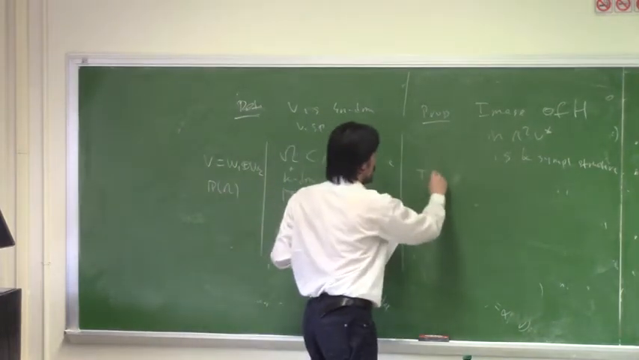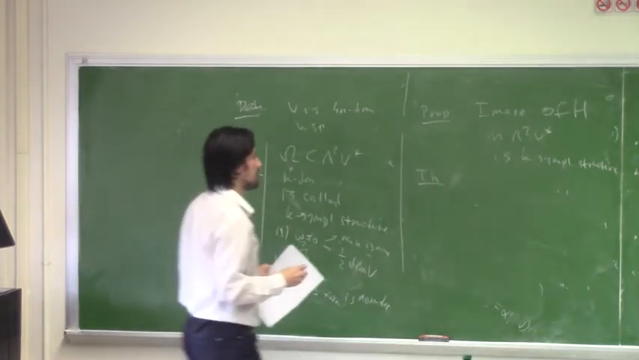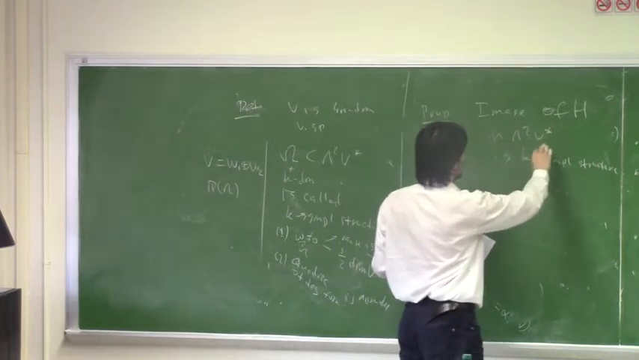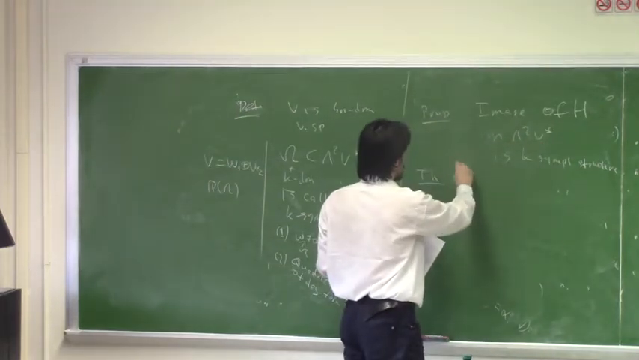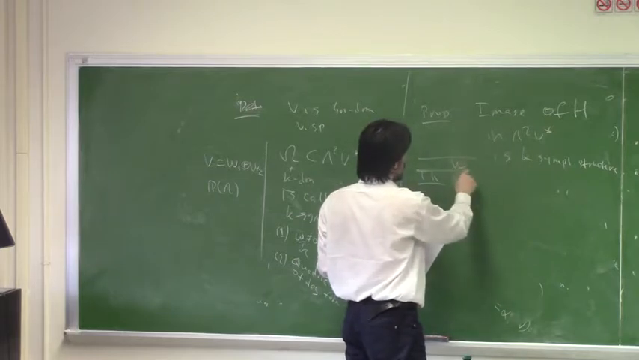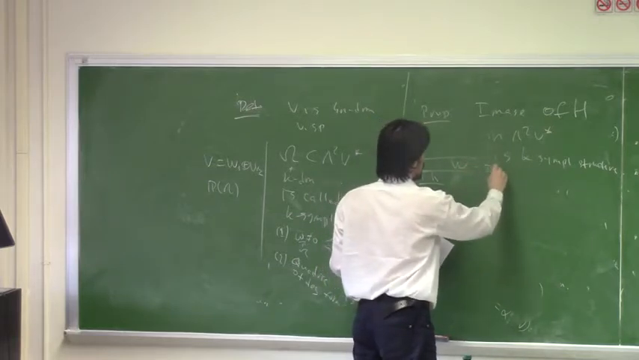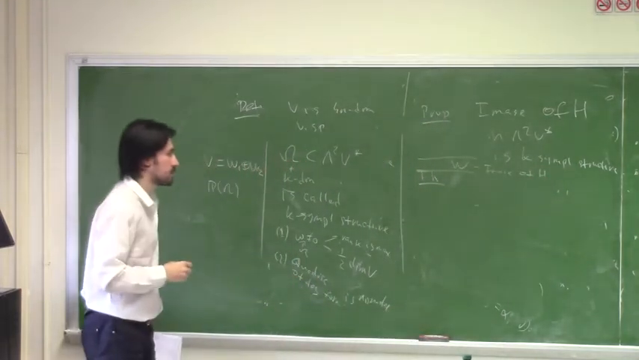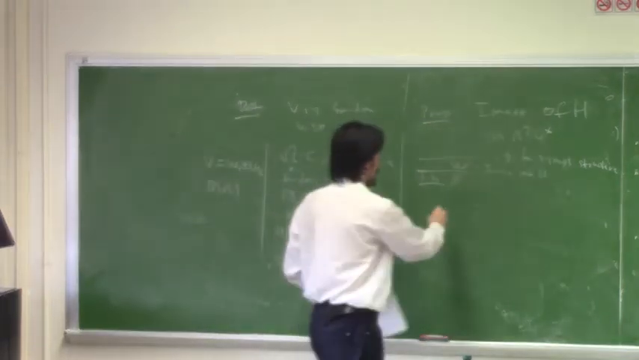And a more interesting thing: let's denote this image. So, W is the image of H, the second homology, by this map.